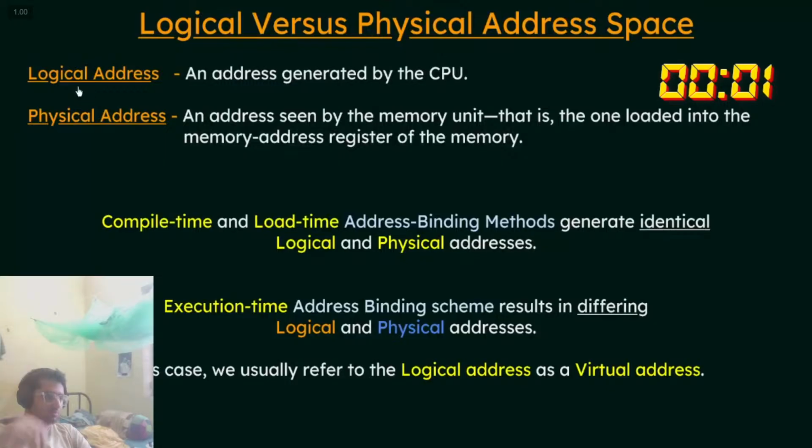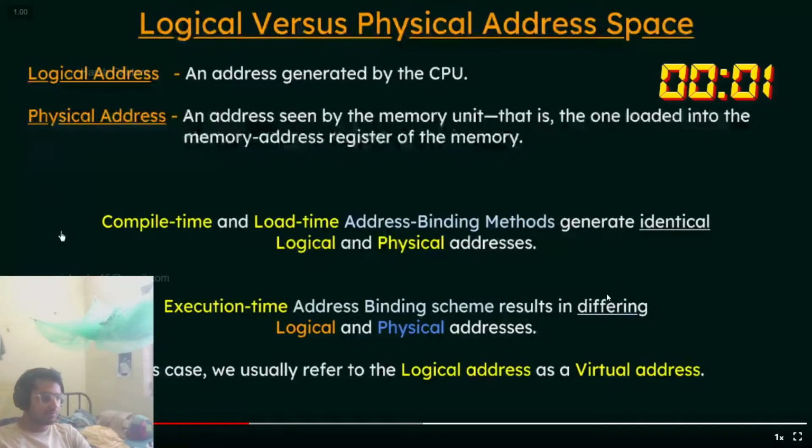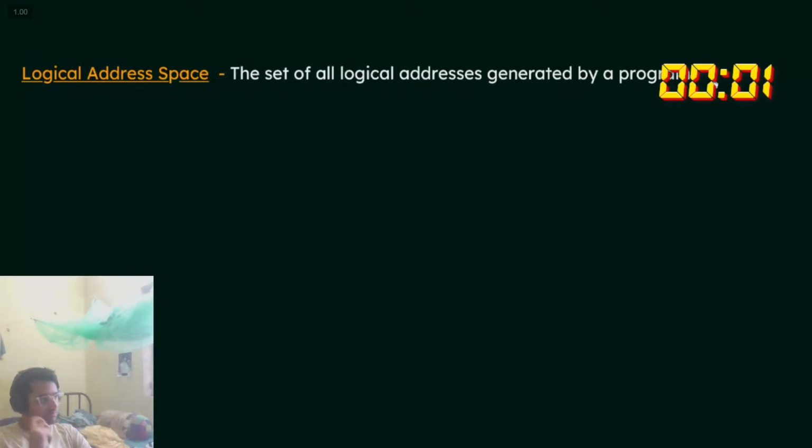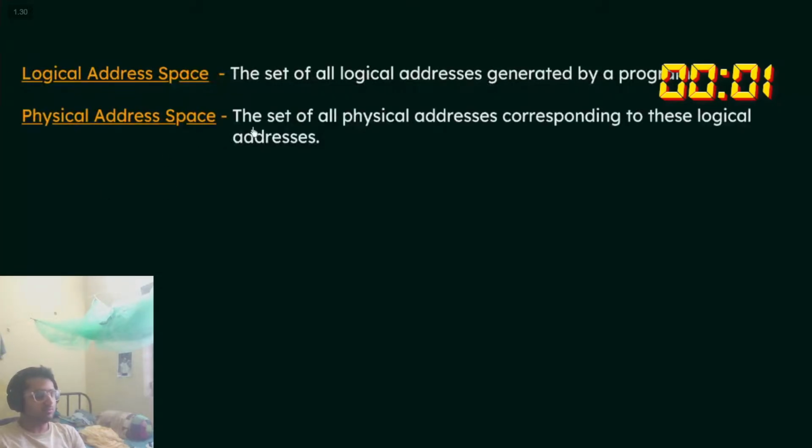Alright, now let us see what is logical address space and what is physical address space. Logical address space is the set of all logical addresses generated by a program. From the name itself, it is very easy, since we already understood what logical addresses are. So for a particular program, the range from the starting logical address to the ending logical address will be the logical address space for that program. And similarly, physical address space is the set of all physical addresses corresponding to these logical addresses.